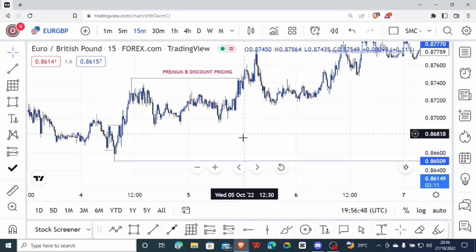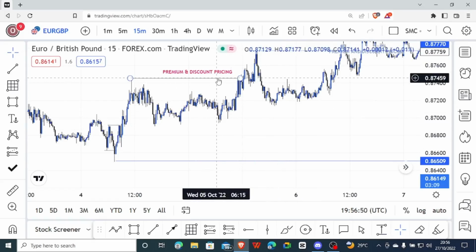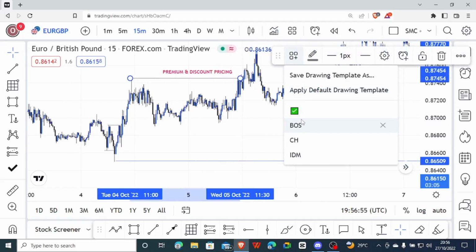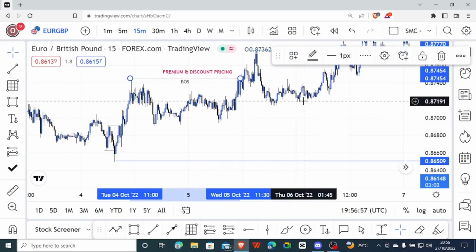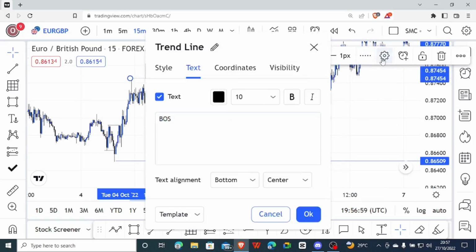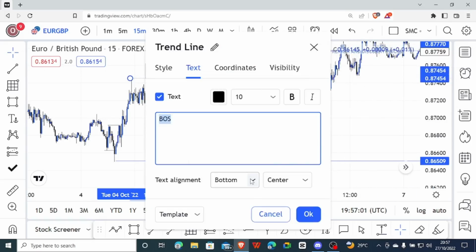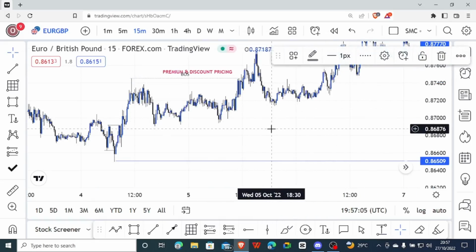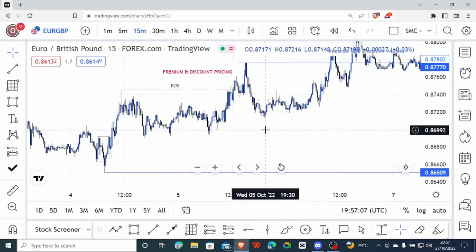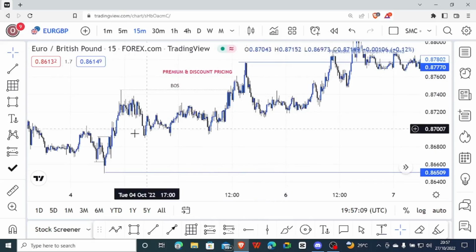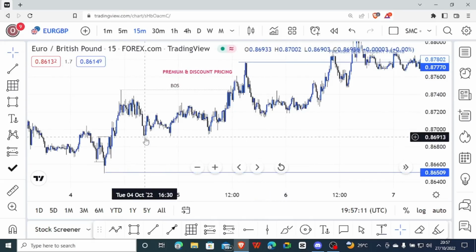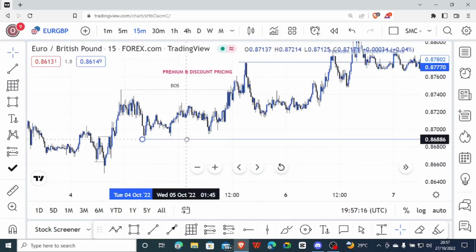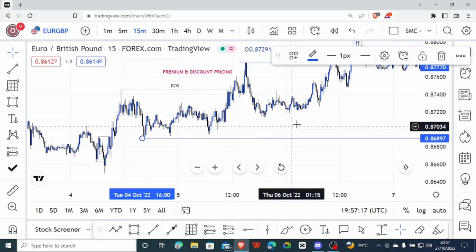Let me denote that so that it will be very clear to you that that's a break of structure. Okay, so that's your break of structure, guys. Now this is your high. Where is the low? Now the low is here. If you don't know how I determine that low, go back to lesson 1 and lesson 2. That will help you a lot.